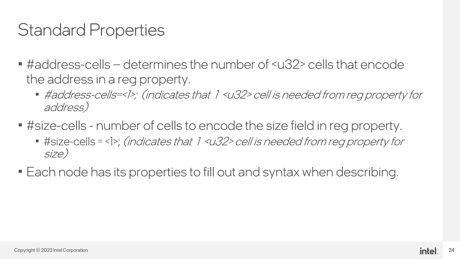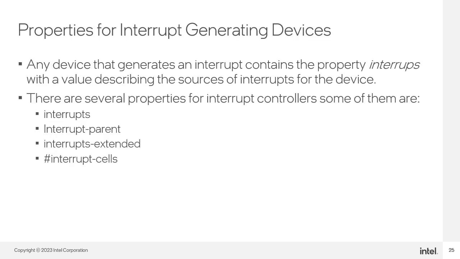Other standard properties include address cells, which determines the number of cells that encode the address in a reg property, and size cells, which is the number of cells to encode the size field in the reg property. Each node has its properties to fill out and syntax when describing. There are several properties for interrupts, like interrupts, interrupt parent, interrupts extended, or interrupt cells. Any device that generates an interrupt contains the property interrupts with a value describing the sources of interrupts for the device.